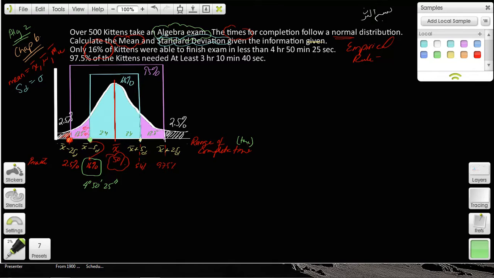Then this second data point over here: 97.5% of the kittens needed at least 3 hours, 10 minutes, and 40 seconds to complete the exam. Now this is a little tricky. When you hear terminology like at least this many, at least that many, then it's good to ask a counter question, or a complementary question.